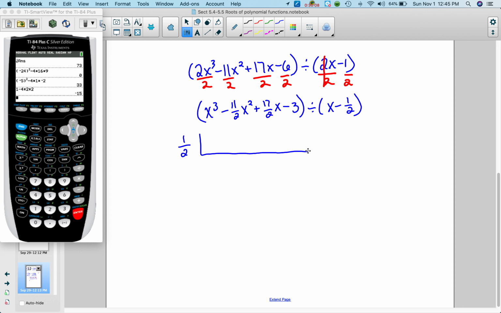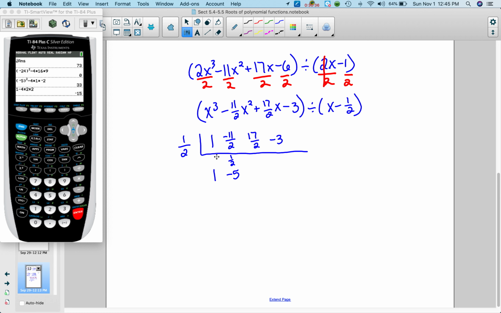Don't let the fractions bother you because they just kind of work out. So I would have a 1x cubed, a negative 11 halves for the x squared, a 17 halves for the x, and a minus 3. Bring the first number down. Half of 1 is a half. Negative 11 halves plus 1 half, notice they already have common denominators. I get negative 10 halves, and negative 10 halves is just negative 5.